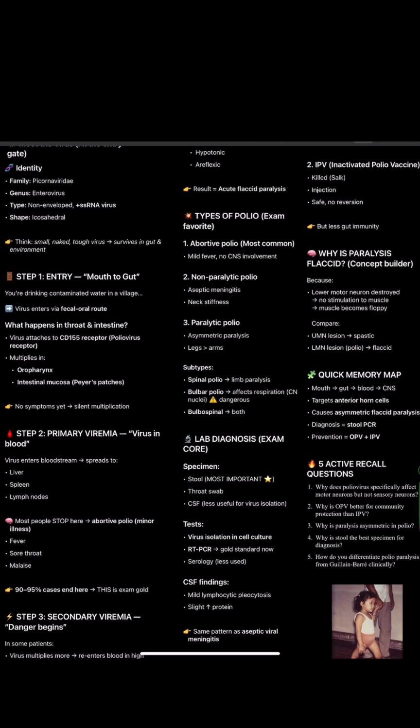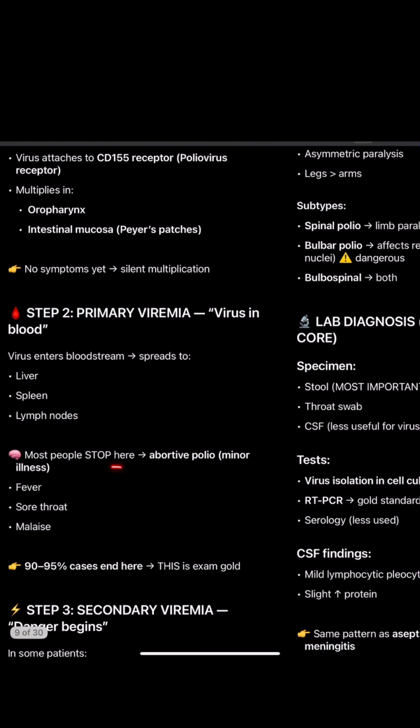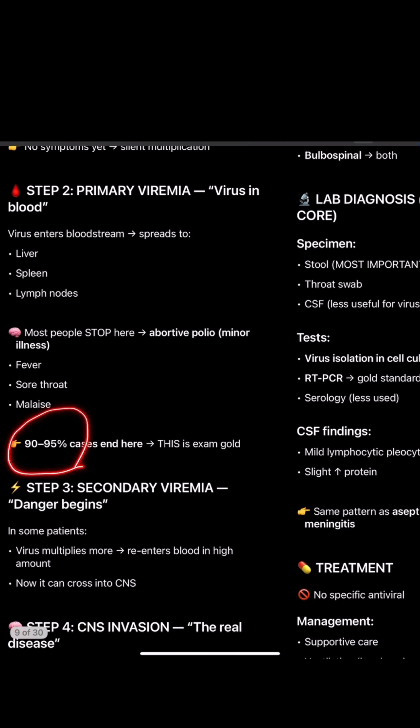Next thing that happens is the primary viremia. The virus is in the blood. It spreads to liver, spleen, lymph nodes. In most of the people, the infection stops here, and that is called abortive poliomyelitis. It causes fever, sore throat, and malaise. And this is in 90 to 95% of cases.